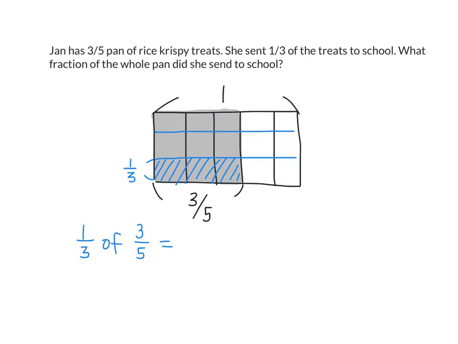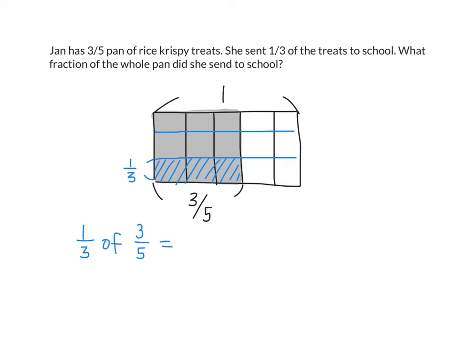So you can see here that I showed that Jan has 3/5 of a pan, by showing that the entire rectangular fraction model is worth 1, and I cut it into fifths. And I shaded in 3 of the fifths. Go ahead and do that. And she's not going to send all 3/5 of the pan to school. Instead, she's going to send 1/3 of them to school. So I divided the pan horizontally into thirds, and I shaded in 1/3.